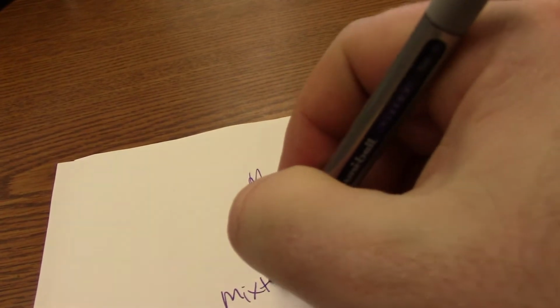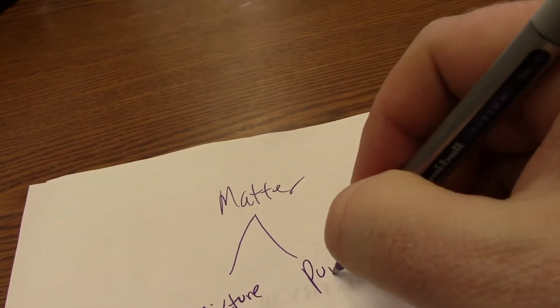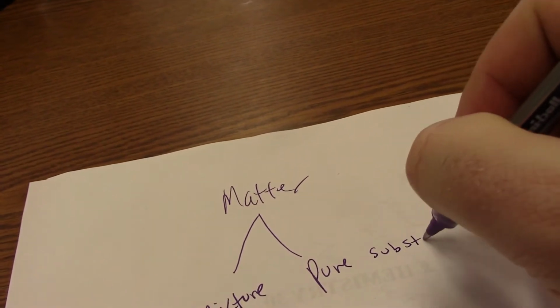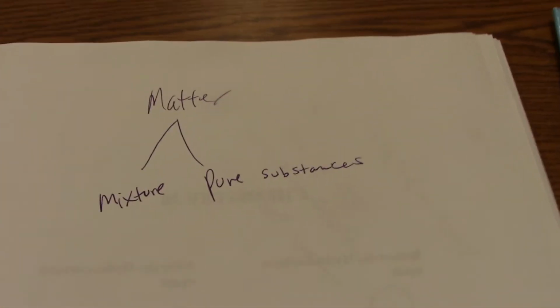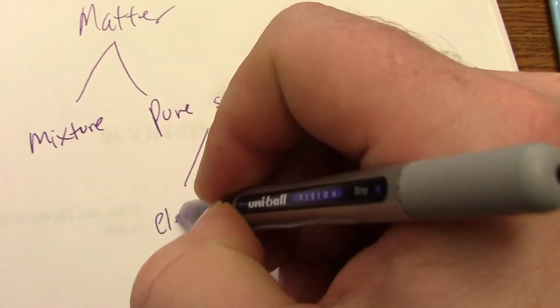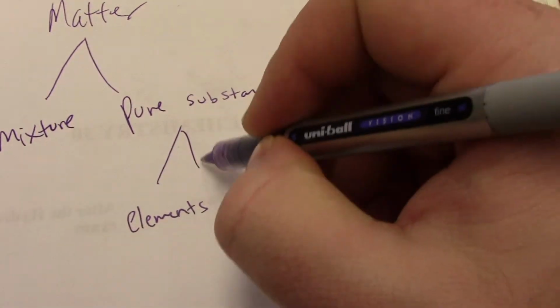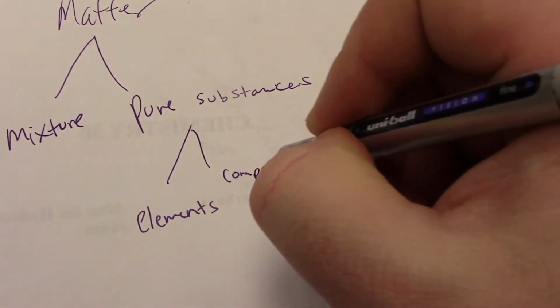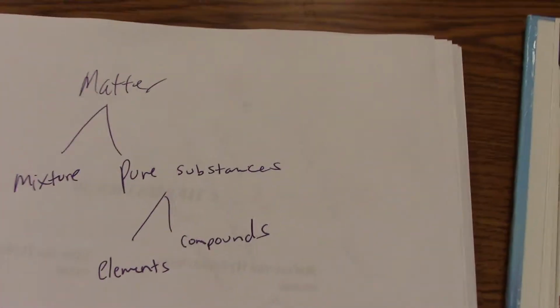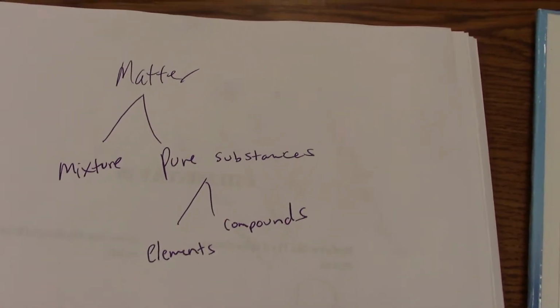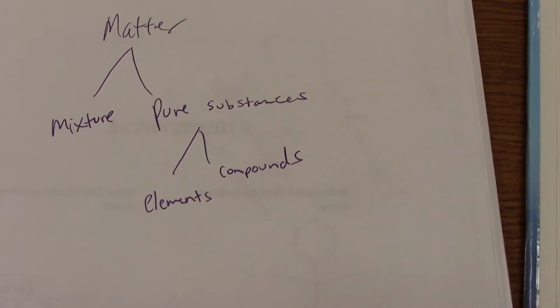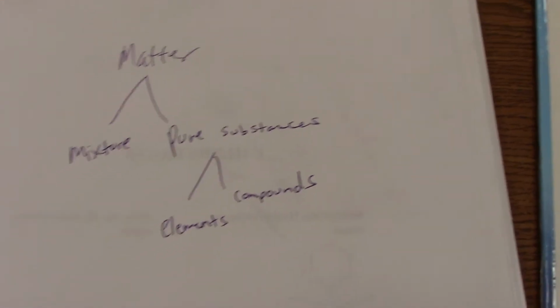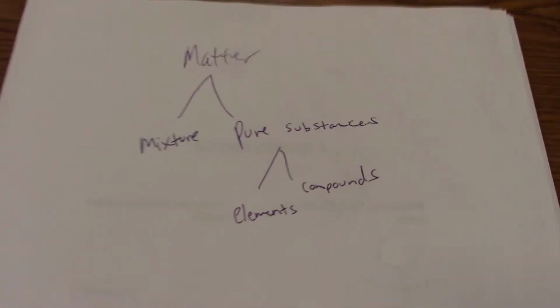But when we look at matter itself, matter is divided into mixtures and pure substances. Pure substances are elements that you find on the periodic table and compounds, so combinations of elements, but the pure substance itself only contains that single compound. There's nothing else mixed in it.